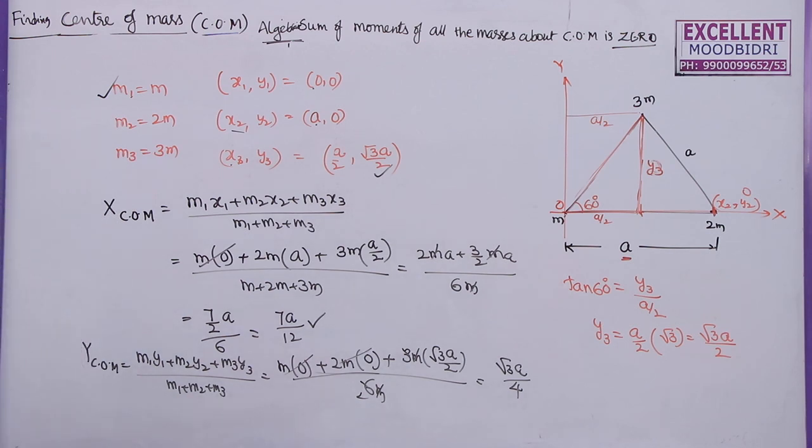So what is the center of mass of this system? The center of mass of the system is given by the x coordinate 7a by 12 and the y coordinate root 3 by 4 a. So this is how you can find the center of mass of a system if you know the masses and position vectors or the coordinates of the system.